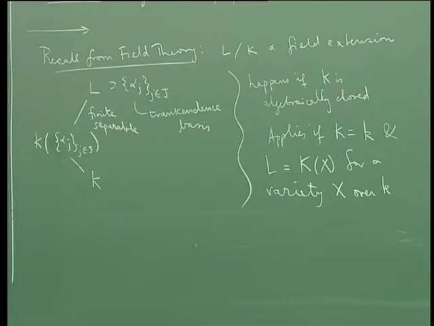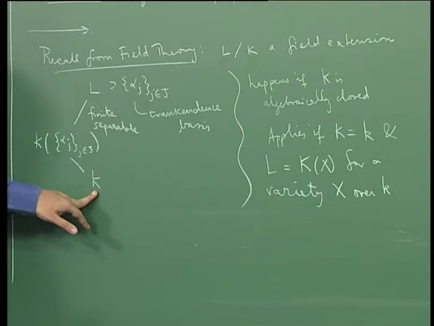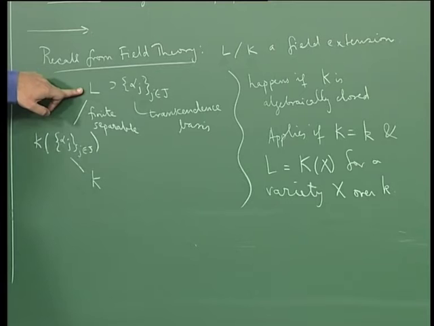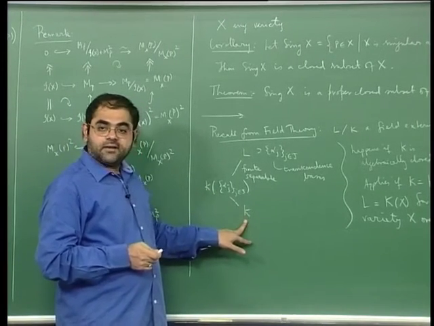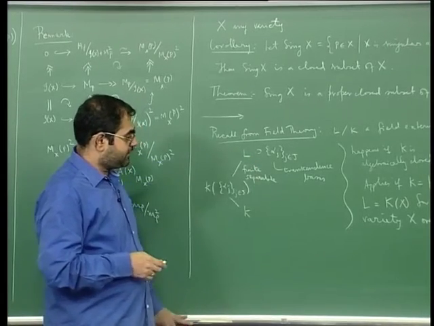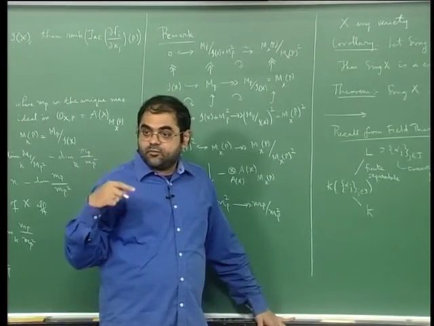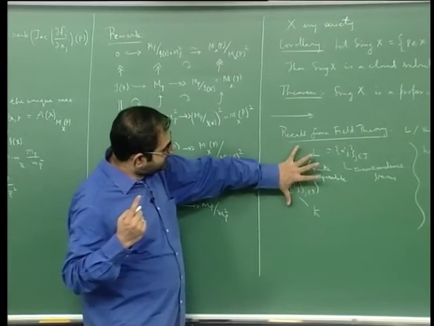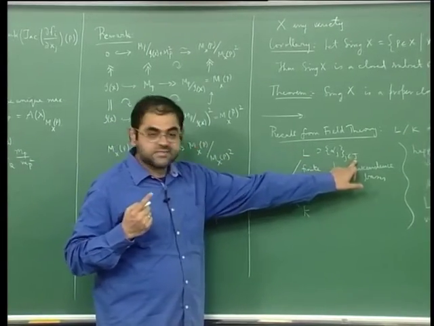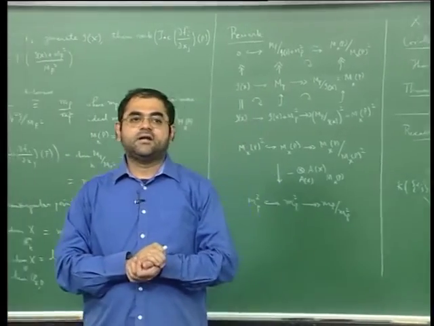So in all these things our viewpoint is that this capital K is our small k, and this L is a function field of a variety. And then the theorem is that the function field of the variety is a finite separable extension of a purely transcendental extension of k, and you know that if L is kx, then the transcendence degree of kx over small k will give you the dimension of the variety. The transcendence degree is just the cardinality of this J, because the transcendence degree is just the size of a transcendence basis.